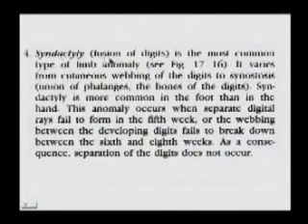So syndactyly is a fusion of the digits. It's the most common type of limb anomaly. It varies from cutaneous webbing of the digits to synostosis, a union of the phalanges, the bones. Syndactyly is more common in the foot than in the hand. The anomaly occurs when separate digital rays fail to form in the 5th week, or the webbing between the developing digits fails to break down between the 6th and the 8th weeks. As a consequence, separation of the digits does not occur.